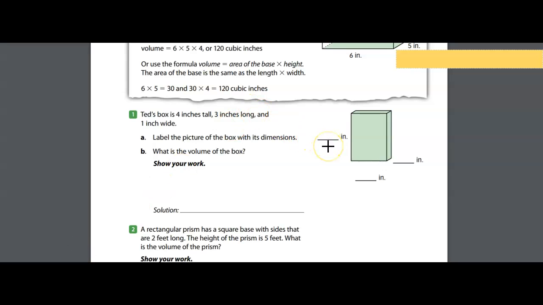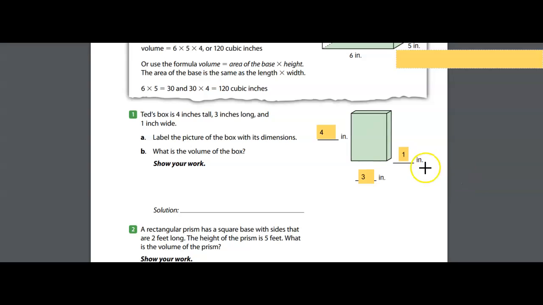So I see that this right here, this section will be what? This will be my height. And it tells me in the description that it's 4 inches tall. So I need to put my 4 in this space right here. Now it also tells me that it is 3 inches long. So I know my length goes on my base at the bottom. So I know that it is 3 inches long. It'll go in that space right here. And it is 1 inch wide.